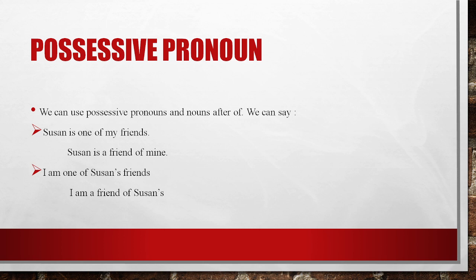We can use possessive pronouns and nouns after "of." We can say, Susan is one of my friends. Susan is a friend of mine. I am one of Susan's friends. So in the second sentence, we can say Susan's with an apostrophe s, and the second one, I am a friend of Susan's.